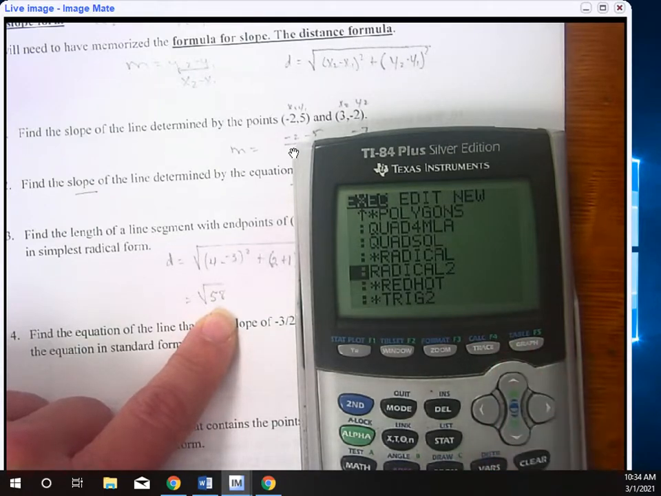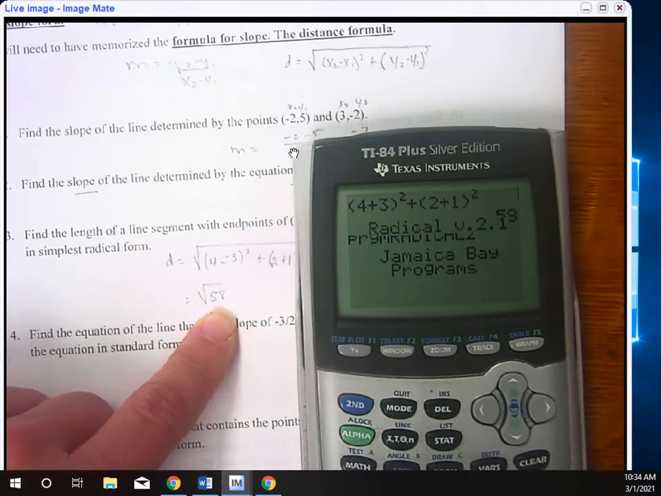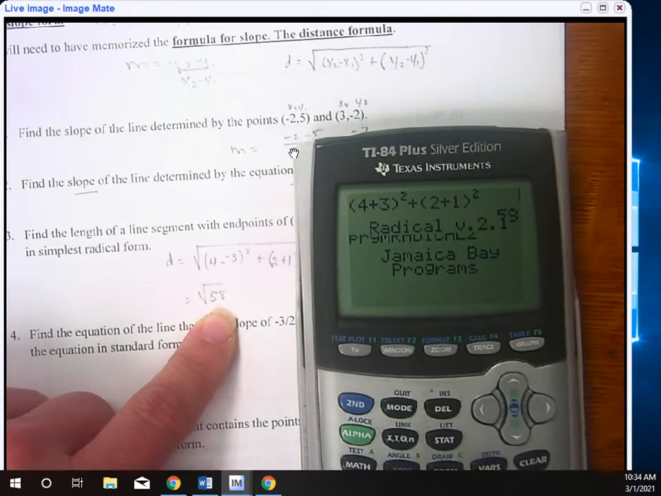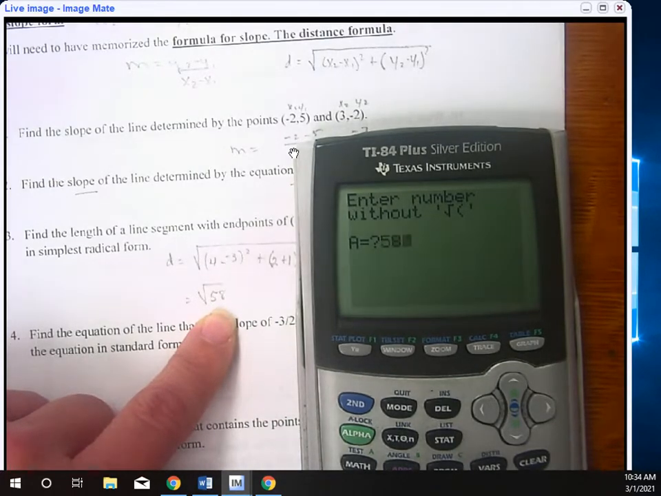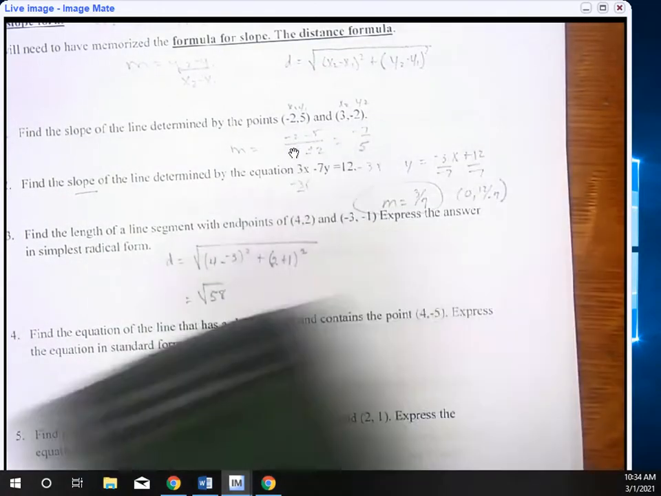Did anybody use this on the ACT when you took the ACT? No? They didn't ask you for simplest radical form? So we're done. It's in simplest radical form.